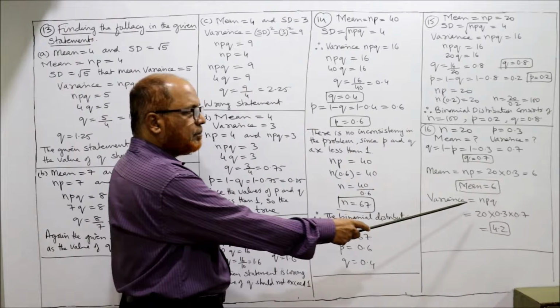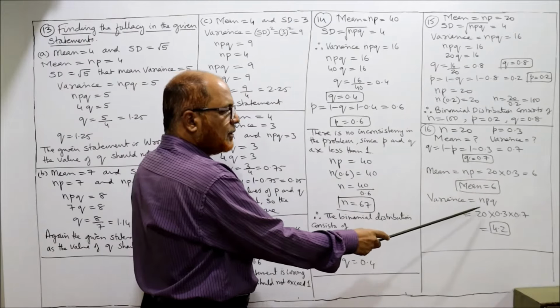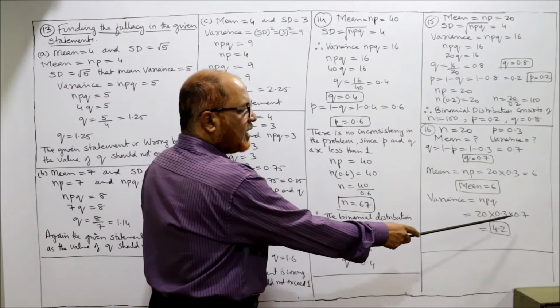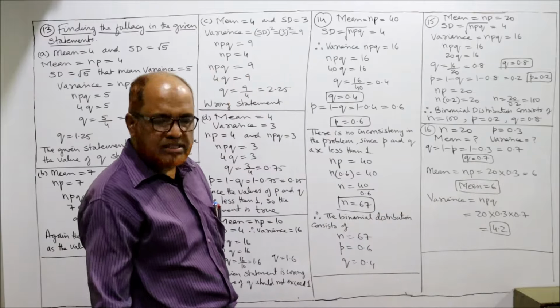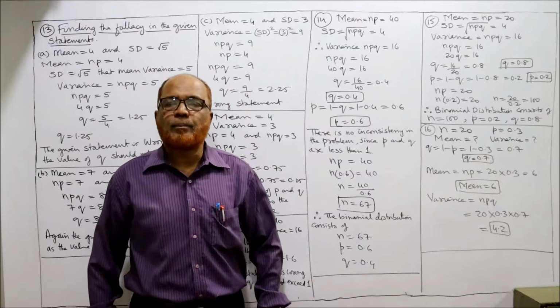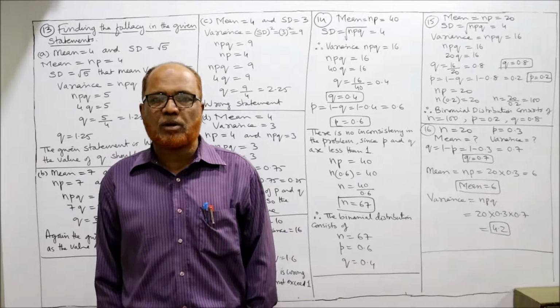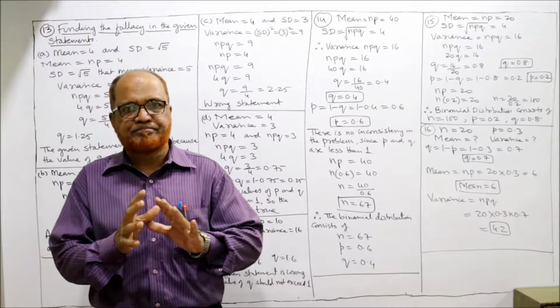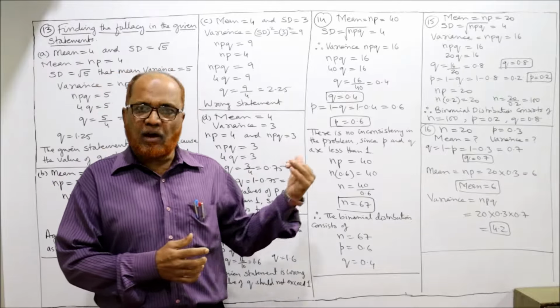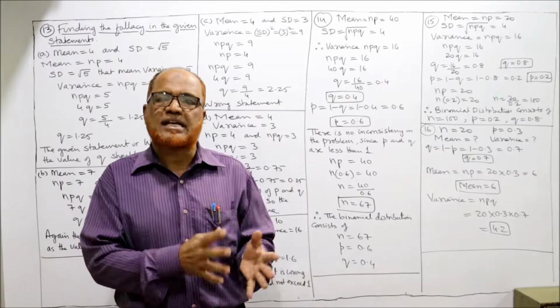Now variance NPQ. N is 20, P is 0.3 and Q is 0.7. Multiply, 4.2 is the variance. So we have completed 16 problems on binomial distribution. Starting problems we have calculated all probabilities. And now we have calculated the mean, variance and standard deviation.